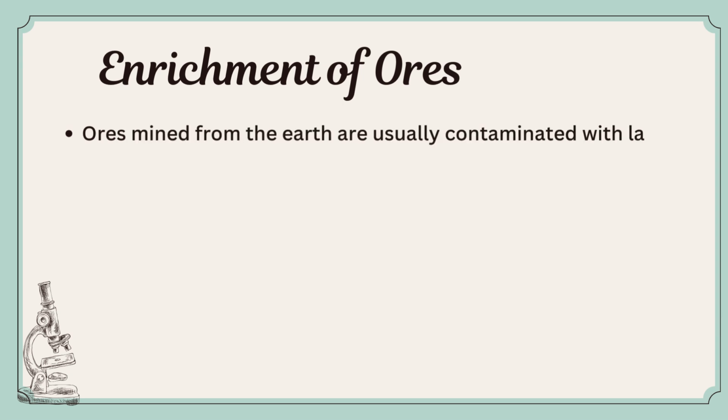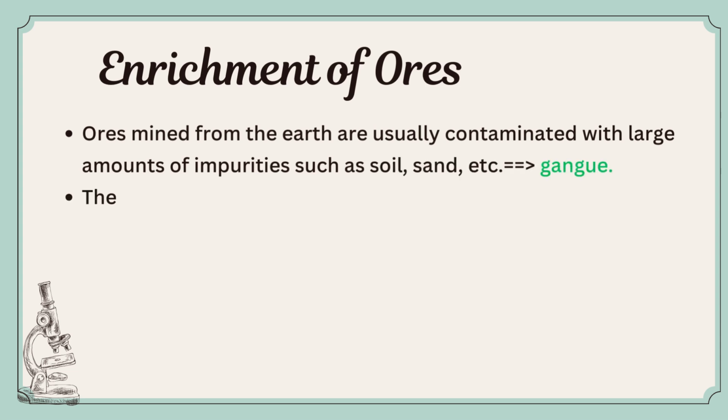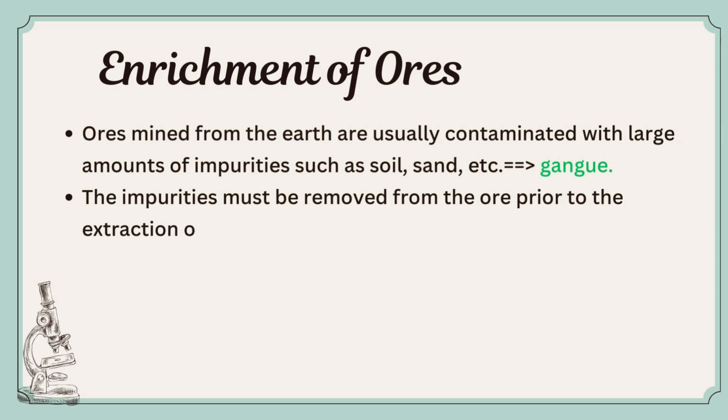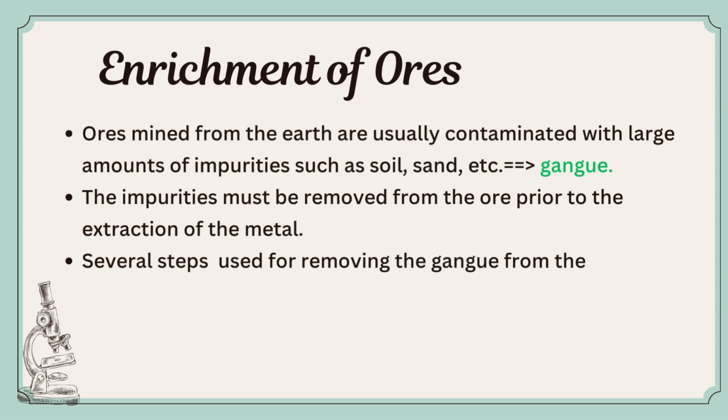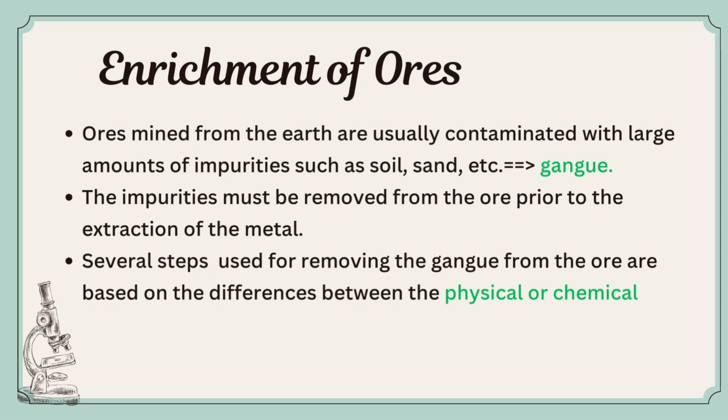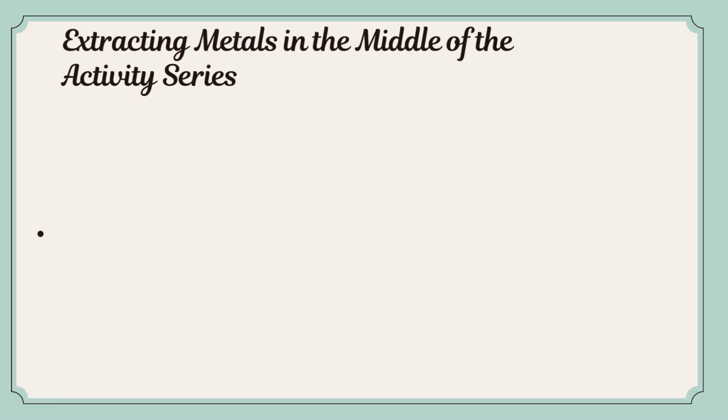The ores mined from the earth are usually contaminated with soil or sand. These types of impurities are called gangue. These impurities must be removed from the ore prior to the extraction of the metal. Several steps are used for removing gangue from the ore. These are based on the difference between the physical or chemical properties of the gangue and the ore.